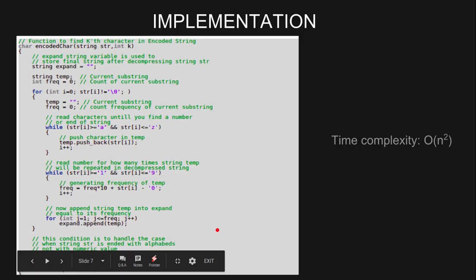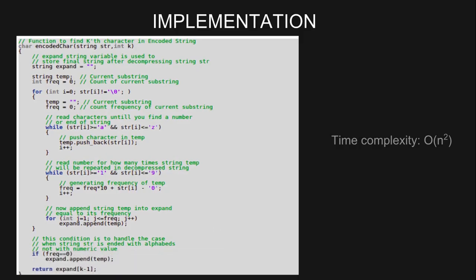Then we handle the case when string str is ended with alphabets, not with numeric value. Then the frequency is 0 and we will directly append temp to expand. Finally, we return the kth character, that is return expand[k-1], which is the kth character of the decrypted string. The time complexity of this method is O(n^2) as we have two loops for string traversal and filling the decrypted string.